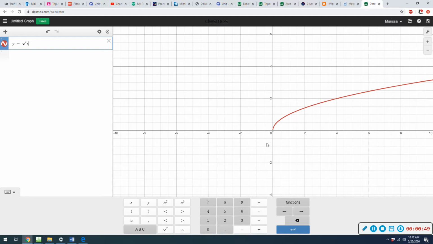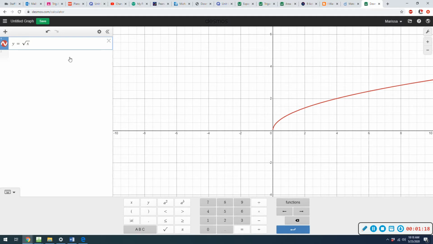So some things to notice. This graph only goes in one direction. It's starting at 0, 0 right here and only going up and to the right, like that. So it has a strict starting point and it never goes past that point. It only goes in one direction from that point, which is pretty unique because most graphs are continuous and they go in both directions.